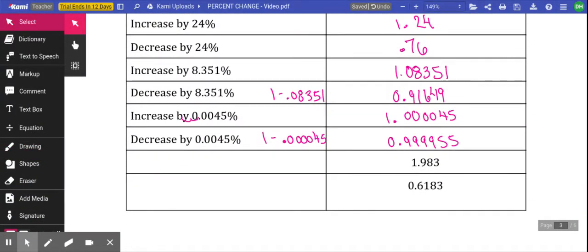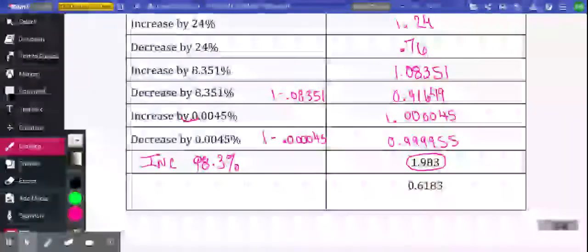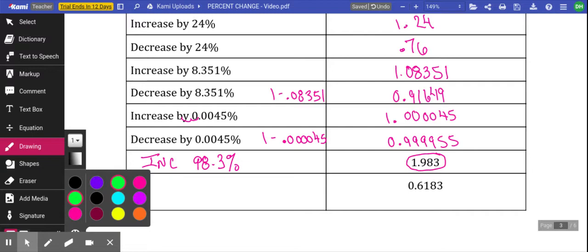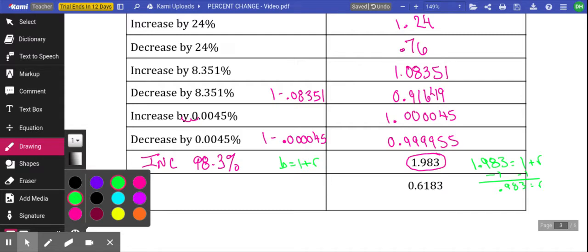All right. Now we're going to work backwards here. So if I told you that you had a base value of 1.983, you kind of have to reverse that process. Okay. Think about going backwards. And we're going to say we're increasing by 98.3%. Now, if you need a little bit of guidance on that one, just imagine, we know that b equals 1 plus r in this case. So imagine taking that 1.983 and setting it equal to 1 plus r. So by the time you subtract the 1 over, you're going to get 0.983. And then you just got to remember to move the decimal place twice.